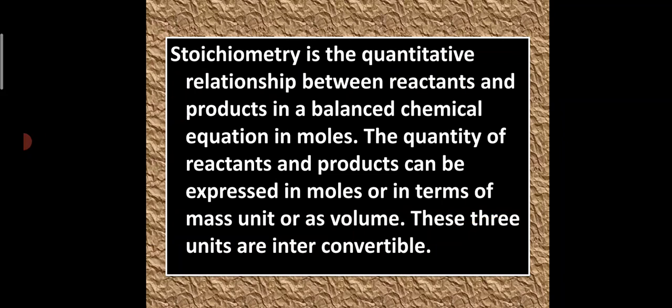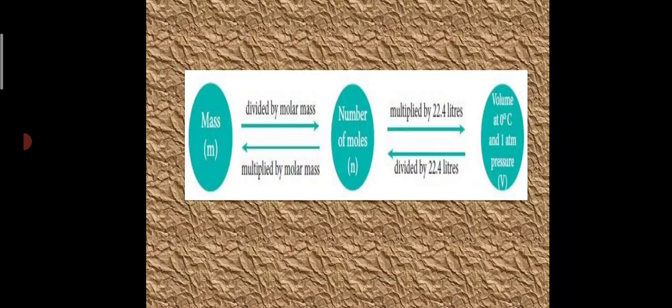Stoichiometry is a quantitative relationship between reactant and product in a balanced chemical equation in moles. The quantity of reactant and product can be expressed in moles or in terms of mass unit or as volume. These three units are interconvertible. So in the units நம்ம எப்படி interconvert பண்றது?